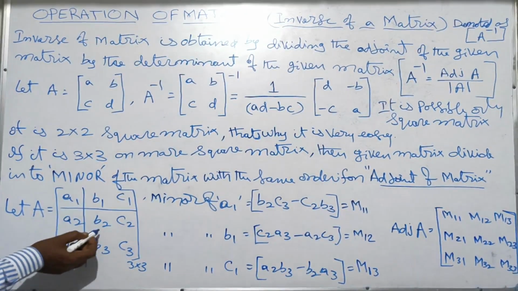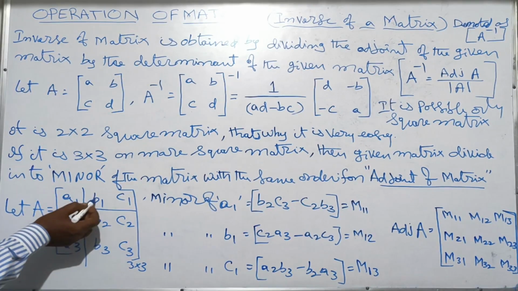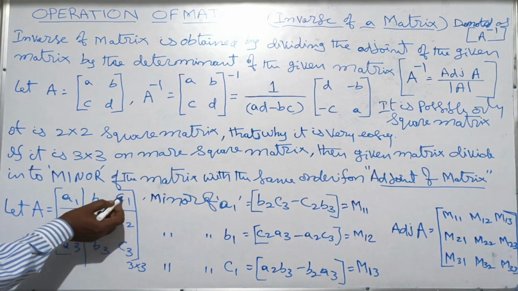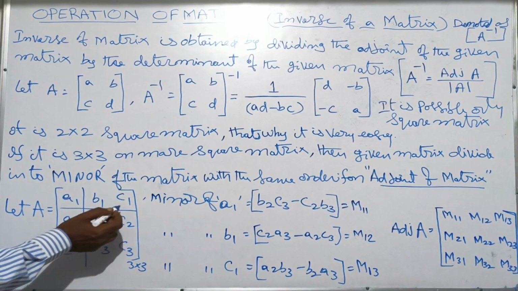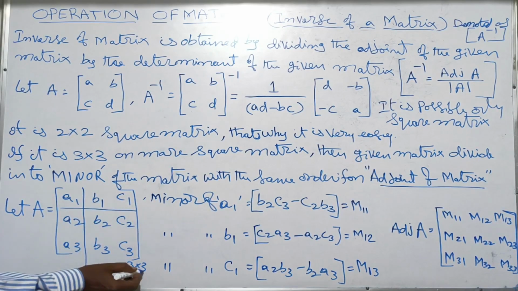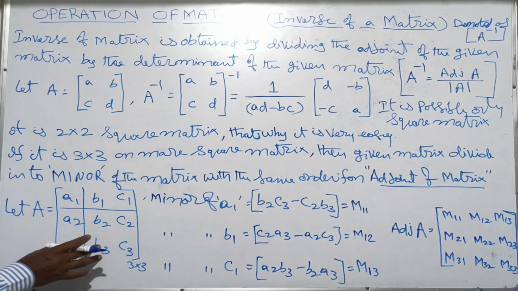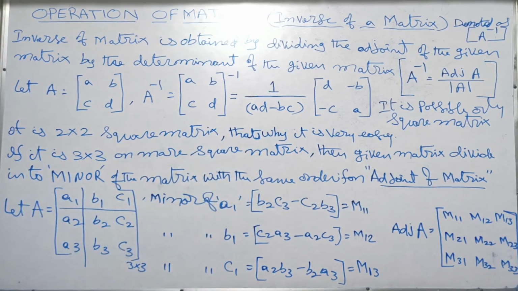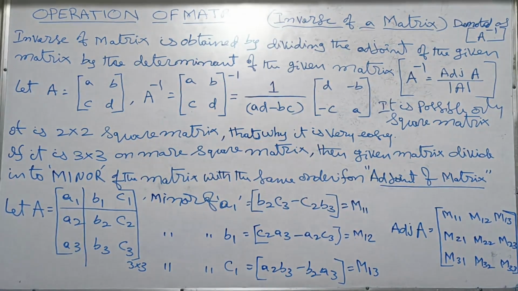For one element, one minor. For one element, another minor. For another element, another minor. So that means here it is 9 elements, 3 by 3 order. We may get 9 minors.